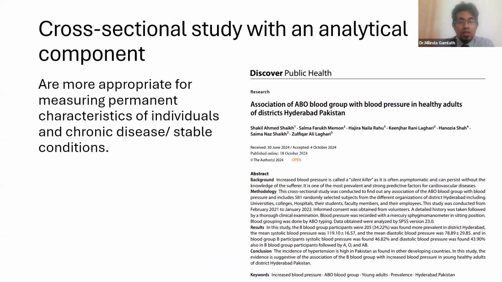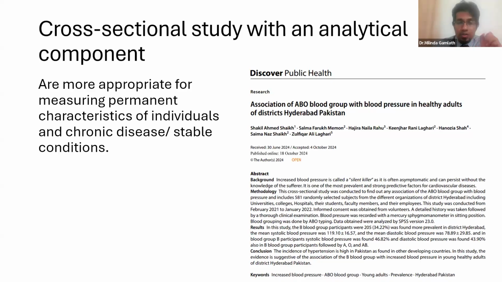So this is an example of a cross-sectional study with an analytical component, and like I mentioned earlier, this is more appropriate for studying exposures which are more permanent or chronic. If they have gone on for a period of time, then these cross-sectional studies are more suitable for that.